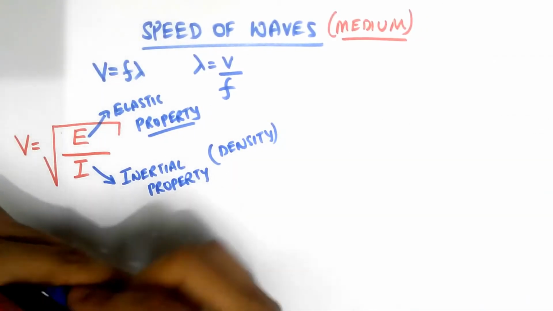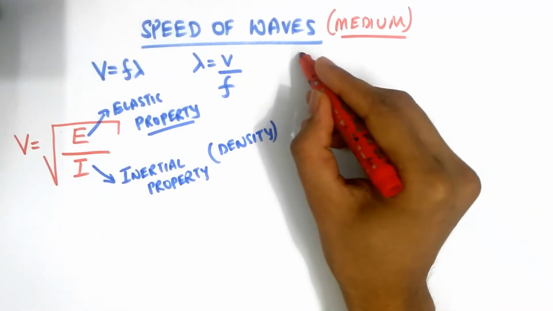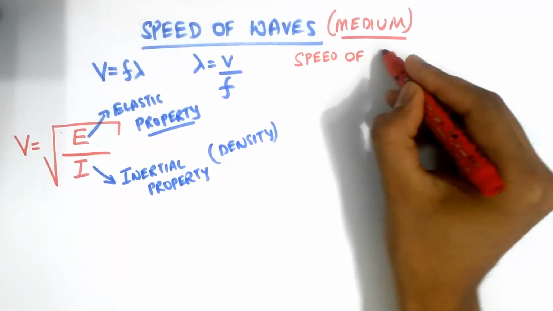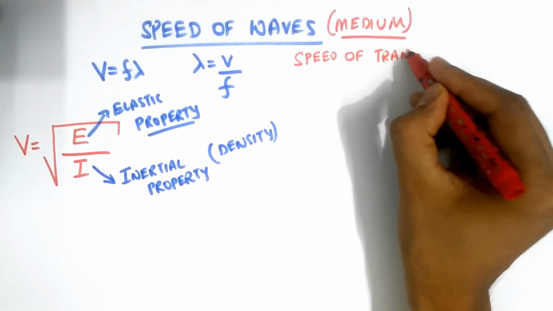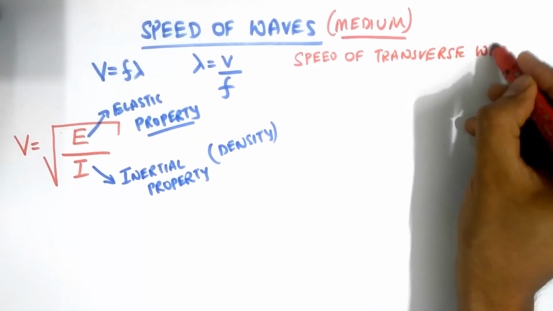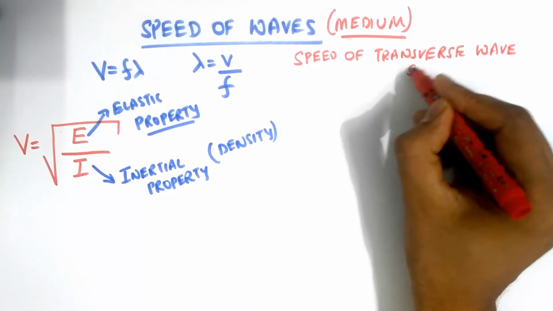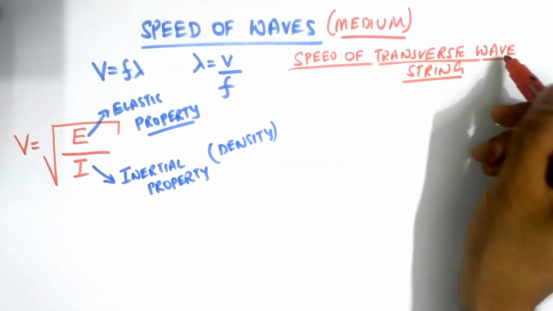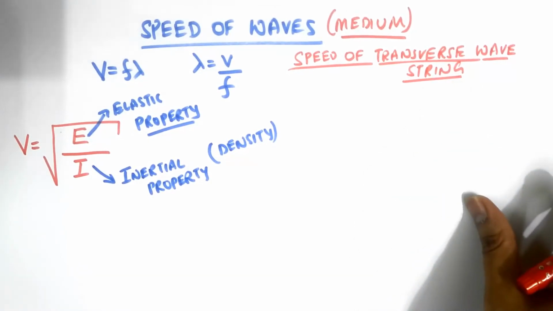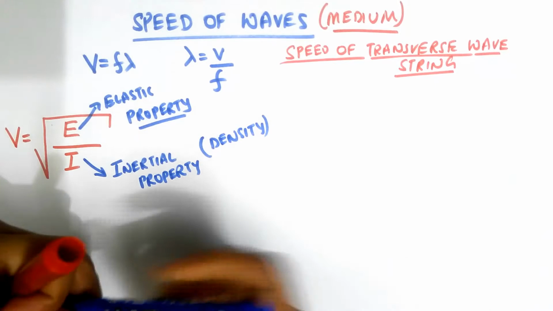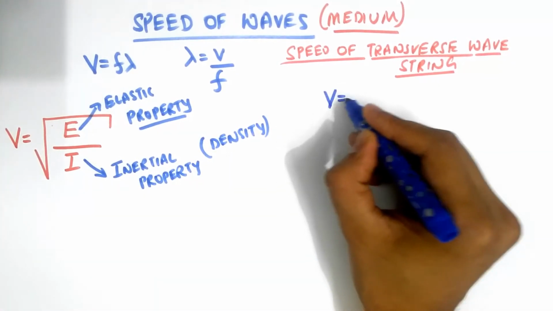So the first thing I want to talk about is the speed of a transverse wave in a string. And the reason I say transverse is because you can generate longitudinal waves in strings as well, and that will be completely different from what I'm talking about. So what's going to be the formula for the speed of a transverse wave in a string?